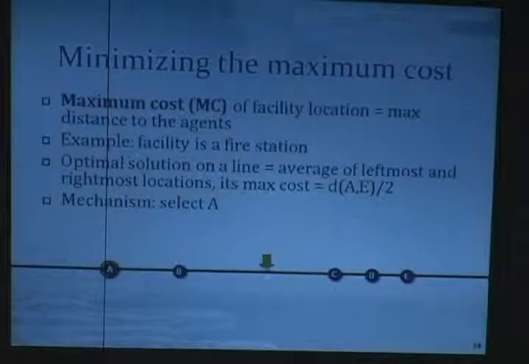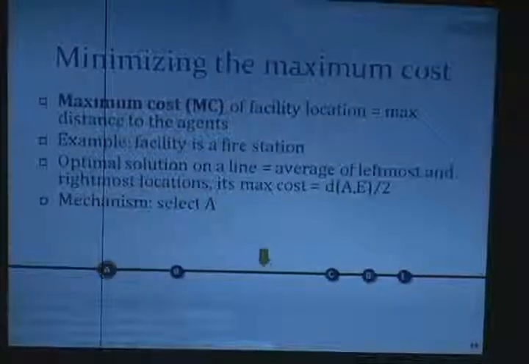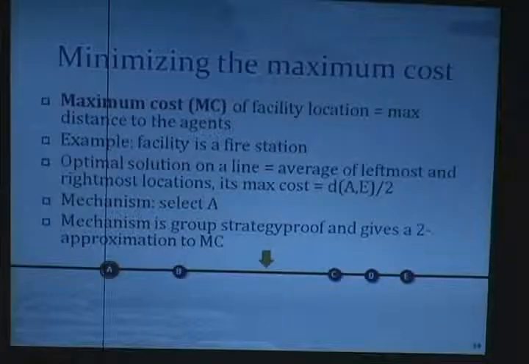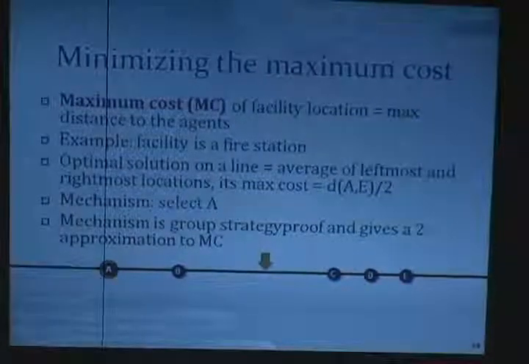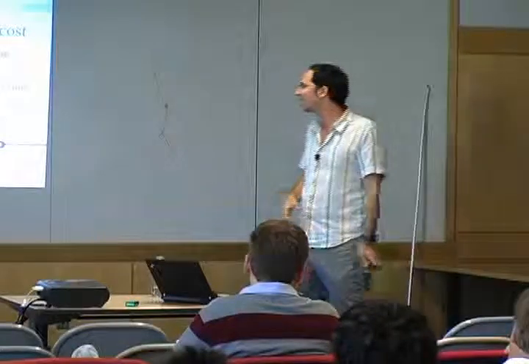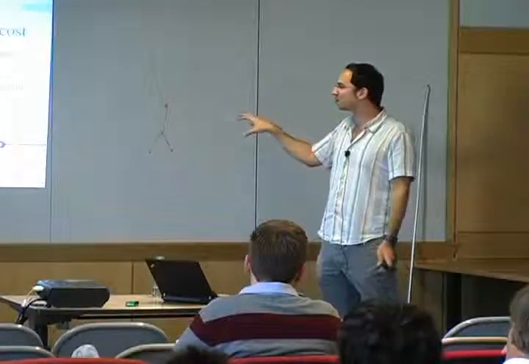Now here's a trivial mechanism, a dictatorship of A. Whatever the agents report, I want to select the location reported by agent A. And in this setting, with respect to the maximum cost, this trivial mechanism actually looks pretty good. First of all, the mechanism is group strategy proof. If I'm A, I don't want to lie because I get what I want. If I'm not A, I can't gain from lying because nobody cares what I want. Moreover, this mechanism gives a 2 approximation to the maximum cost, trivially.